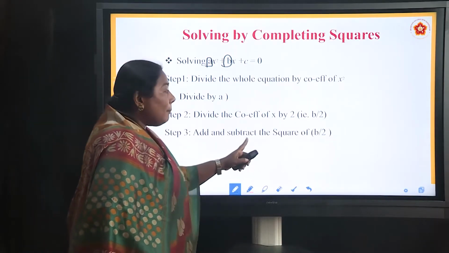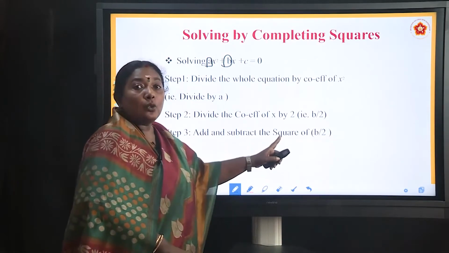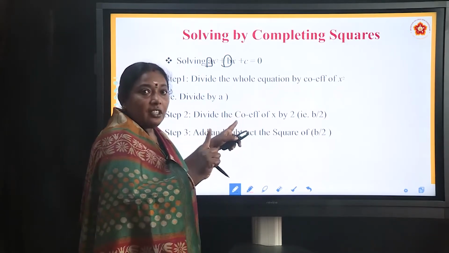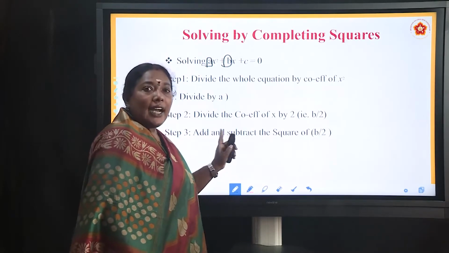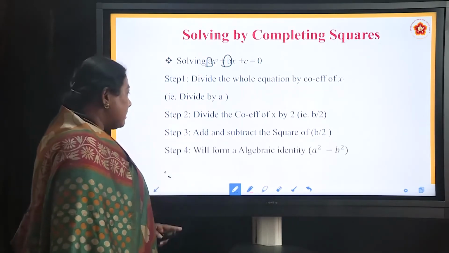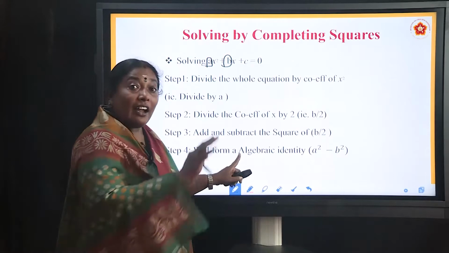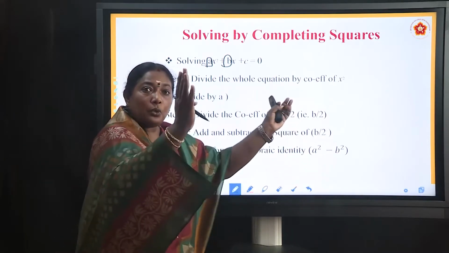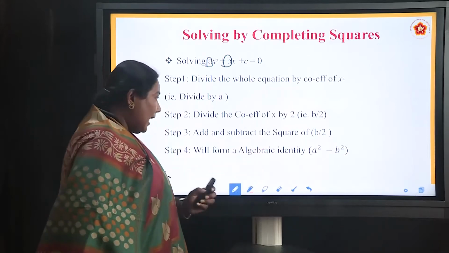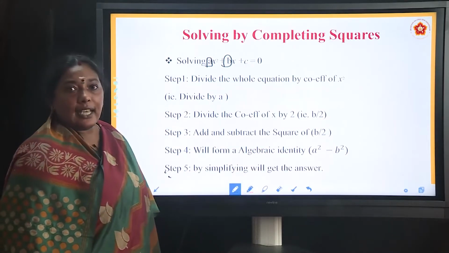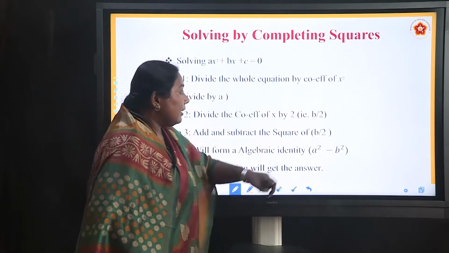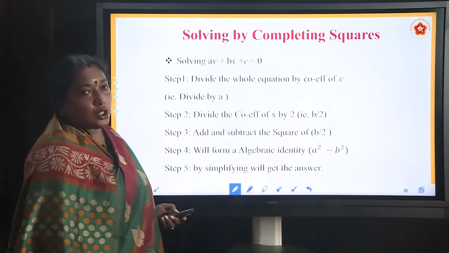Next, add and subtract the square of b by 2, that means the number we got in the previous step, only that coefficient of x we are going to square and add and subtract it. Next, we have to bring it to the algebraic identity form, a square minus b square form, and simplify it. Then the last step, simplifying, we will get the answer. Only 5 steps we have to do. By this we will get the answer in completing the square.